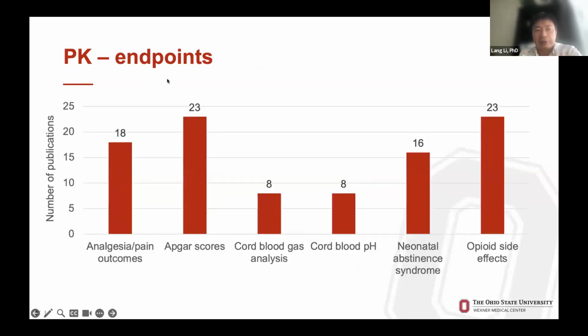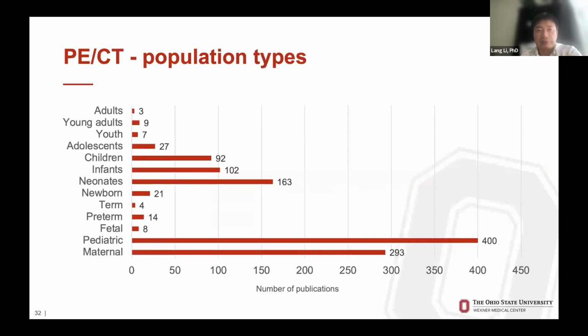The PK endpoints, in this case, are the clinical endpoints of PK studies in opioid-related publications. Because sometimes they do report them, and the most popular ones are APGAR score and opioid side effects. They sometimes go side by side, so that's how we see it from the literature. And this is the epidemiology and clinical trial studies, again.